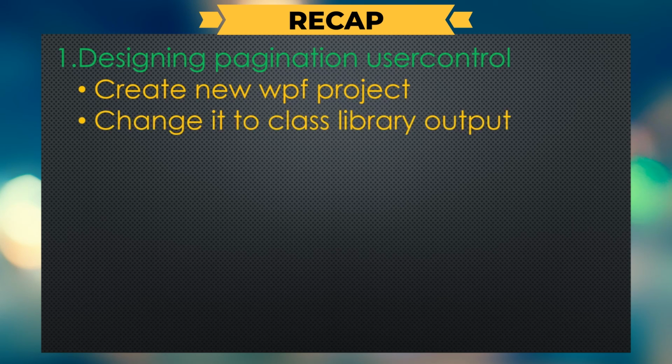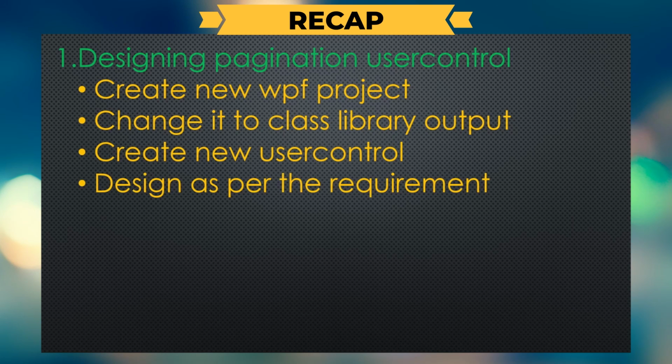So the next step what we did was we changed the output into a class library. We basically went to the properties and changed it, and then we deleted the app.xaml, the startup files, including the main window.xaml. So by doing these two steps, we created a project and then made it a DLL library output. The next step was we created the user control itself, and then we started designing it as per the requirement. So that's what we did. I hope this is clear for you people.